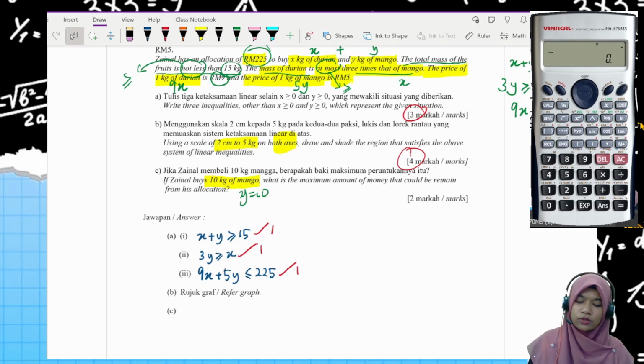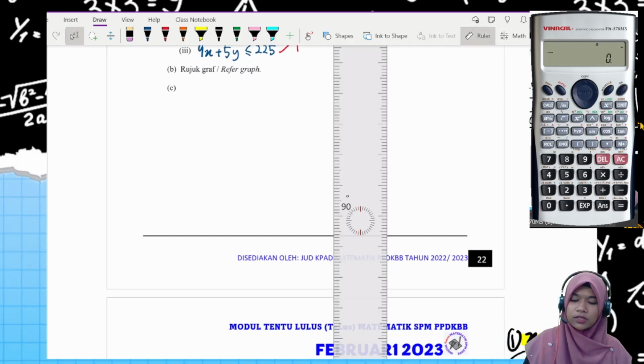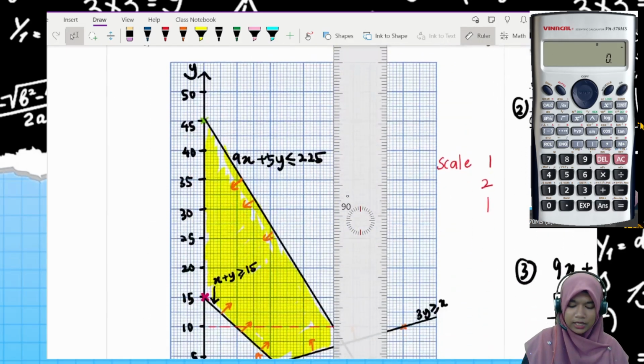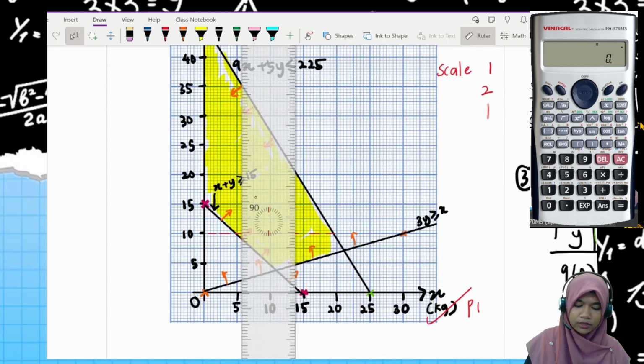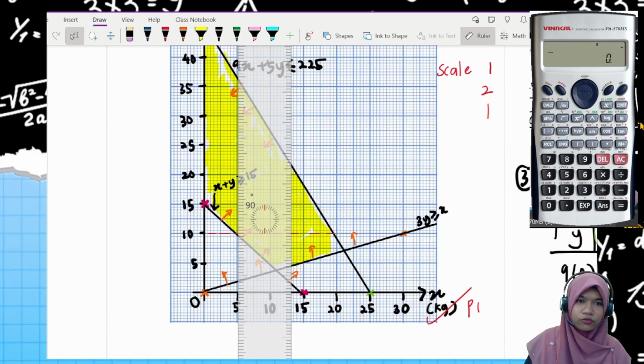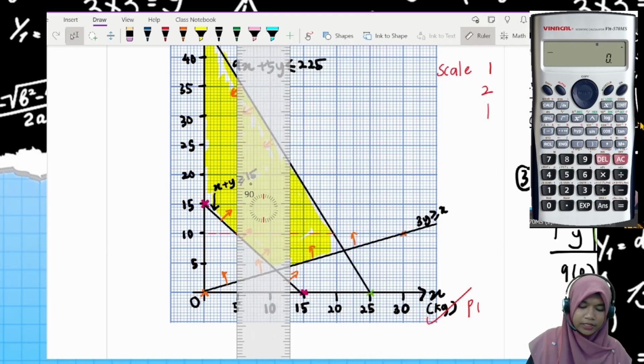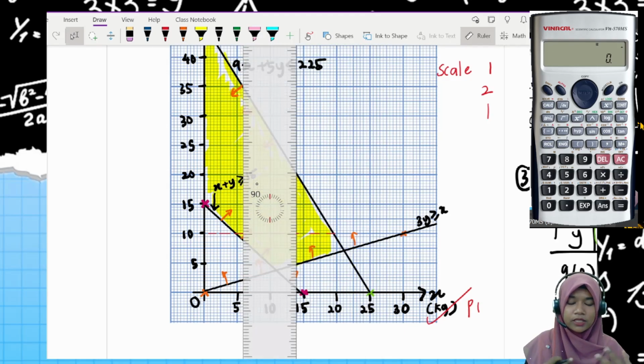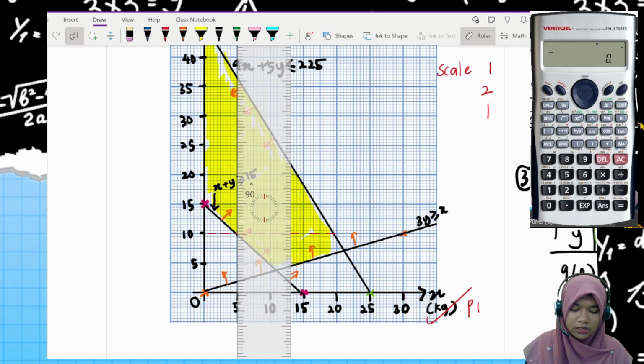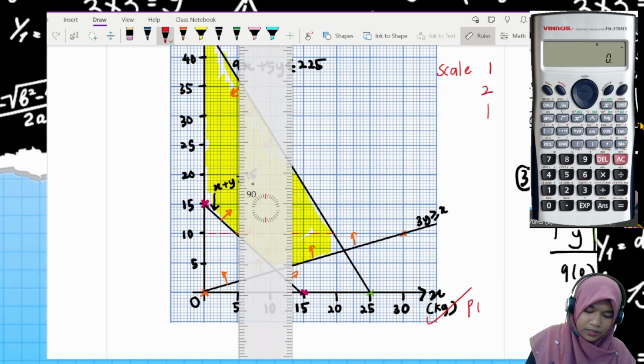Alright, so based on this one, maksudnya the total must be, ada dua value di sini, which one you have to take? Either this value 5 or this one is 19. Either 5 or 19, the maximum, dia nak duit dia simpan yang lebih, yang banyak. So kita kena, yang spend less lah. Yang spend less, this one lah. So this one.